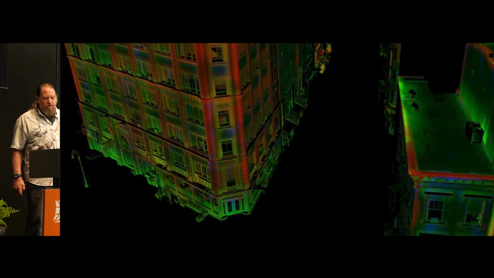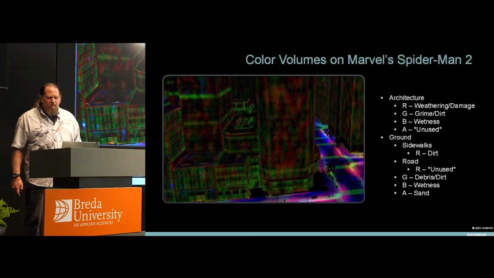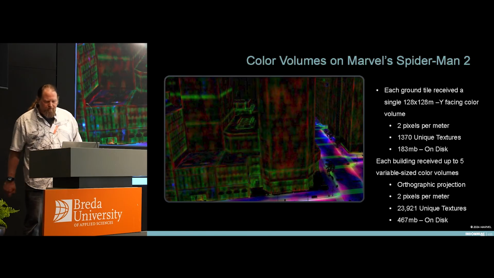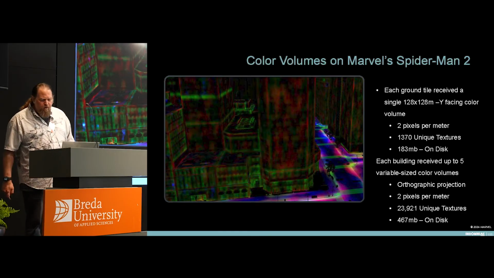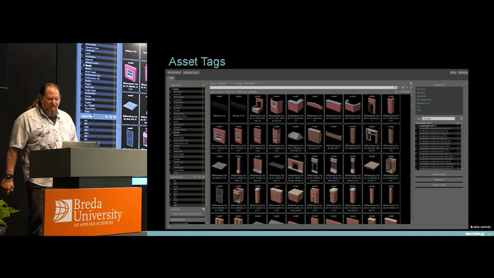And when applied to building prefabs in the open world, we can view the raw results of the color volumes. Depending on the use case, each color channel can drive some material properties such as weathering, damage, grime, dirt, or wetness. We assign a color volume per direction to each building prefab and 1 color volume to the ground prefab in each tile. For Marvel's Spider-Man 2, we added an asset tagging system.